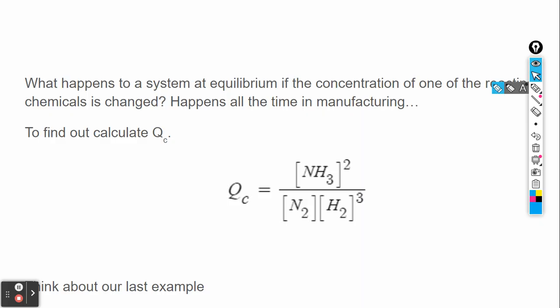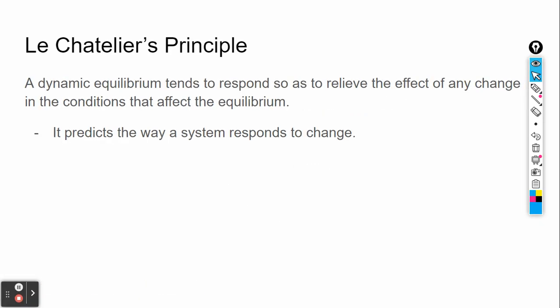So the guy who came up with all of this was a French chemist named Henri Le Chatelier, and he did a bunch of experimentation and came up with this principle. The dynamic equilibrium tends to respond so as to relieve the effect of any change in the conditions that affect the equilibrium. Essentially, things shift back to reach equilibrium. Doesn't matter what you do, that's what happens. So Le Chatelier's principle is set up to predict the way that a system responds to change.